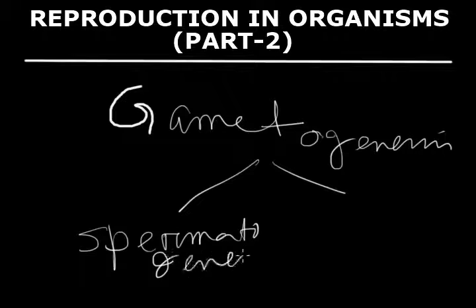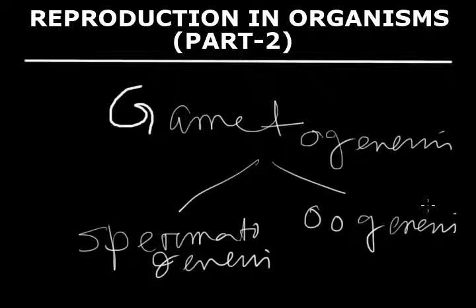spermatogenesis and oogenesis. The process of spermatogenesis deals with the formation of spermatozoa from spermatogonium, while the process of oogenesis deals with the process of formation of ovum from oogonium.